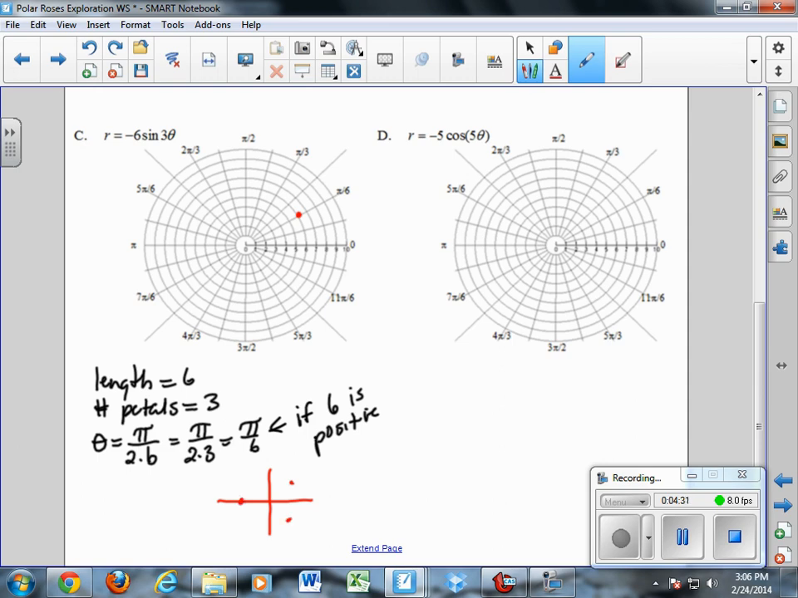So I'm just going to make a little dot. There's another petal here, and my third petal is going to be, no, I did that wrong. Take that back. 120 away would be a petal straight down, and then the other petal is going to be right there at 5 pi over 6. So that would be where the 3 petals would be located if 6 were positive. But since 6 is negative, I'm going to go 180 degrees opposite each one of these points. So there'd be a point at 7 pi over 6, a point at 11 pi over 6, and a point at pi over 2. And here would be my graph.